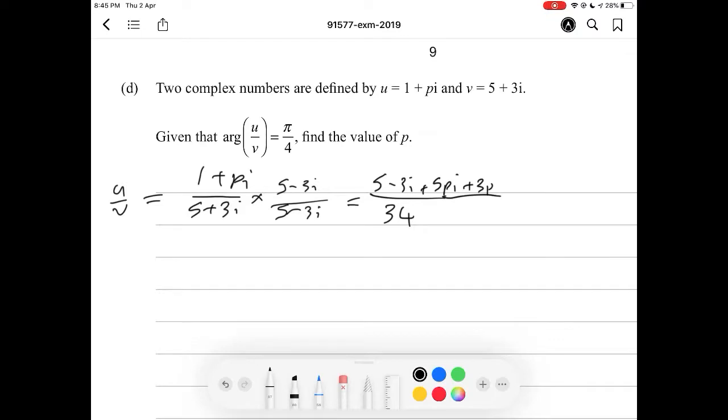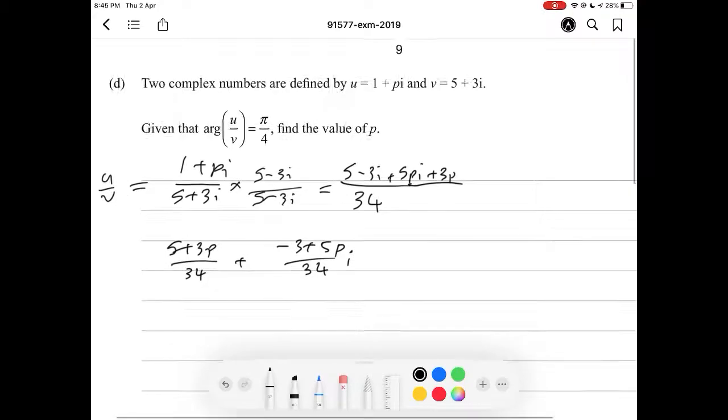Okay, so now we want to split this into our real and imaginary parts. So (5 plus 3p) over 34 plus (negative 3 plus 5p) over 34 times i.